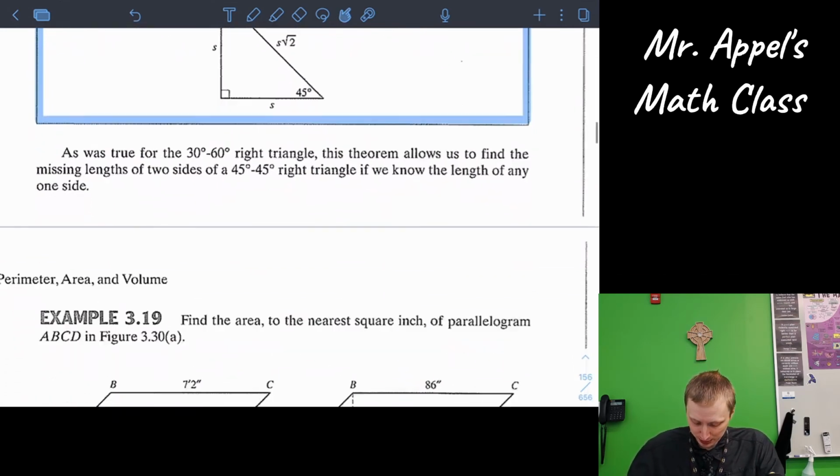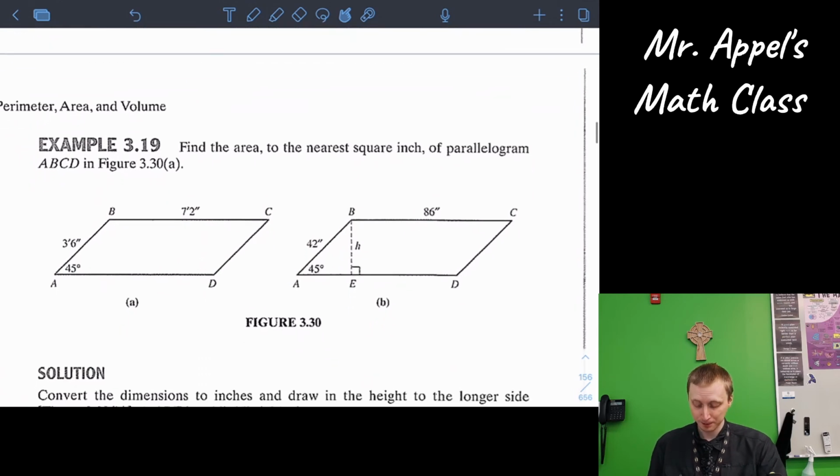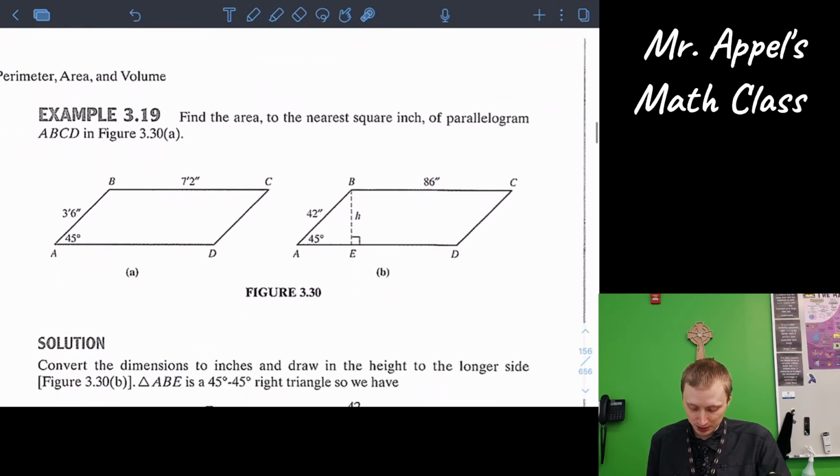All right, let's practice with the 45 guy here. We're going to use it to find the area to the nearest square inch of parallelogram ABCD. In this parallelogram, notice we are given the length of one base, but we don't know the height of the parallelogram. We have its other side length and the angle here.